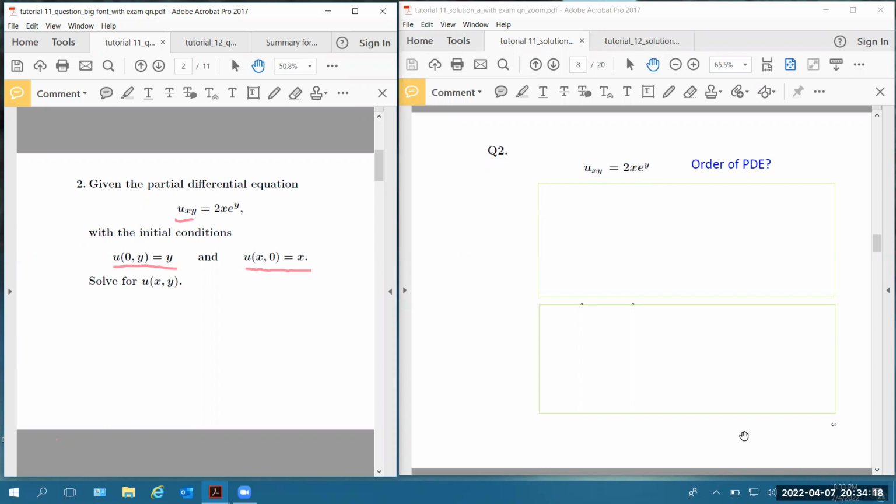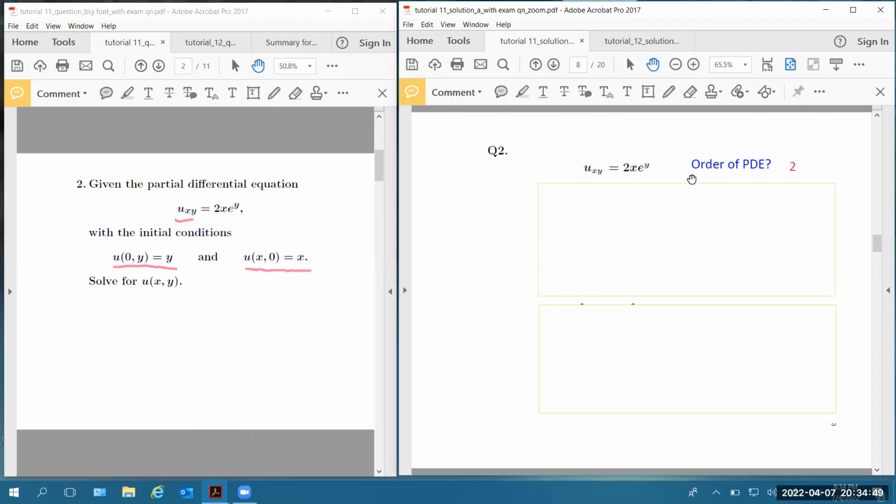Is it first order? No, not first order, because we have del square u del x del y. You differentiate with respect to x, and you differentiate with respect to y, so you actually differentiate 2 times. So the order of the PDE here is 2. Is everybody okay here?